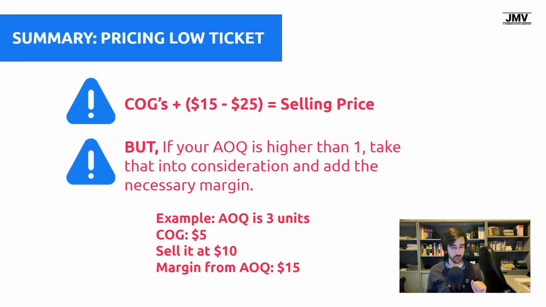Let's say your average order quantity is 3 units, but your cost of goods for each unit is $5. You sell each of these units at 10. So this means that your revenue from your average order quantity is going to be $30. And this is your average order value. So your average order value is $30 because your average order quantity is 3 units. So if you think about it, your actual margin from your average order quantity is $15, which is fine. So don't forget to take this into consideration.